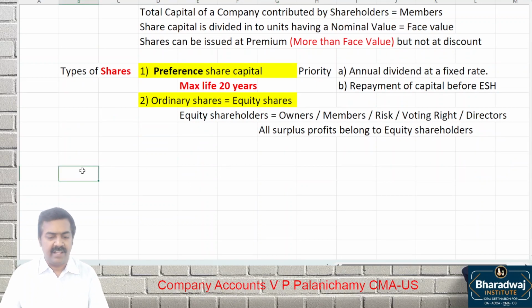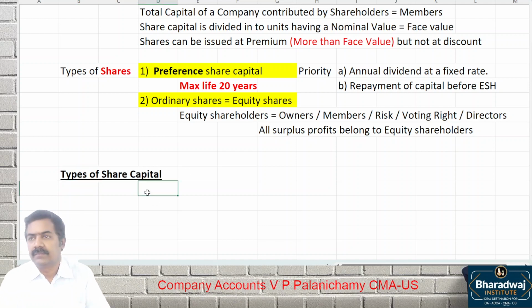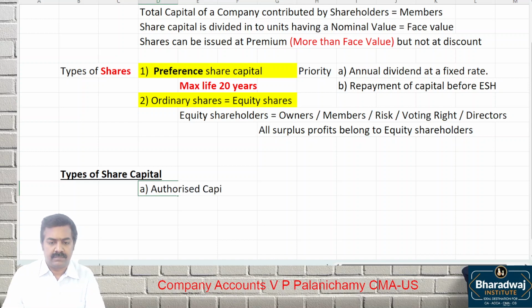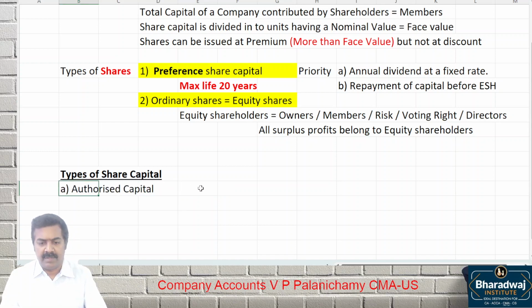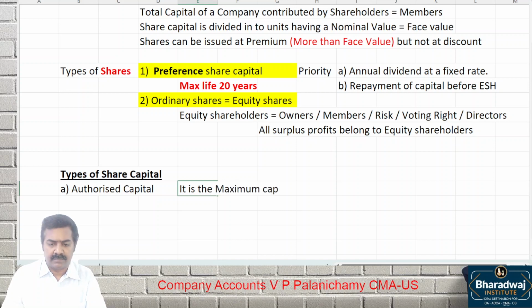Okay. Next, types of share capital. A. Authorized capital. As the name indicates, it is the authorized maximum capital. It is also called nominal capital. It will be mentioned in the memorandum of association.